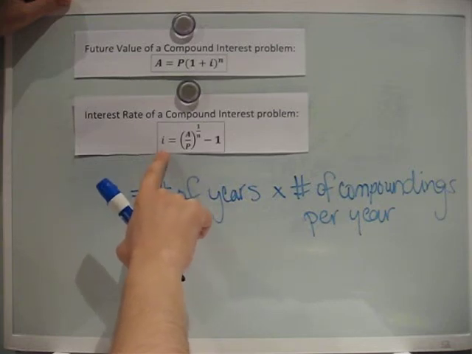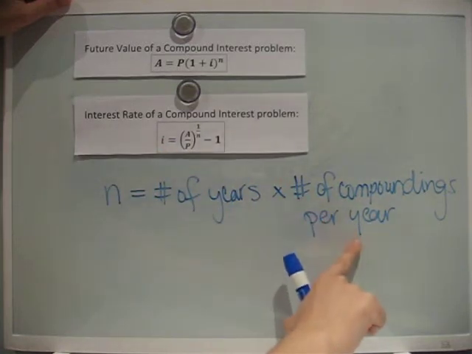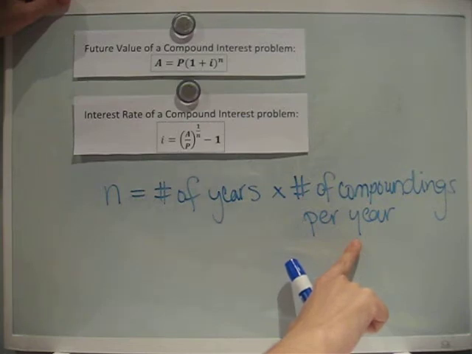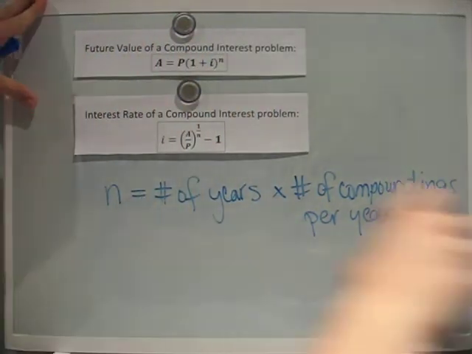So if you wanted to find the annual rate, you would have to take this value for i and multiply it by the number of compoundings per year. In the case of semi-annual, it would be 2. In the case of quarterly, 4, monthly, 12, and annual, 1. So we will try an example.